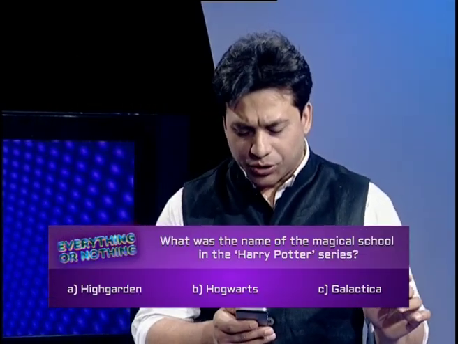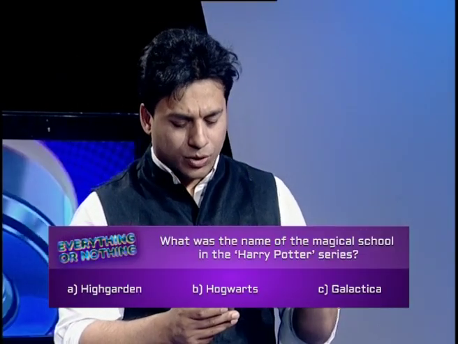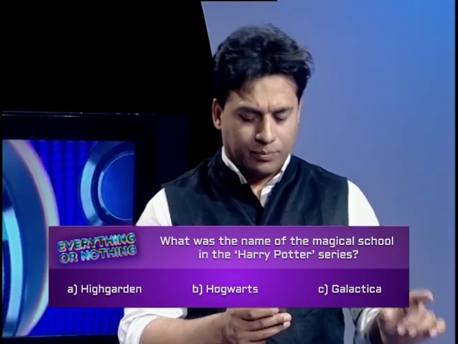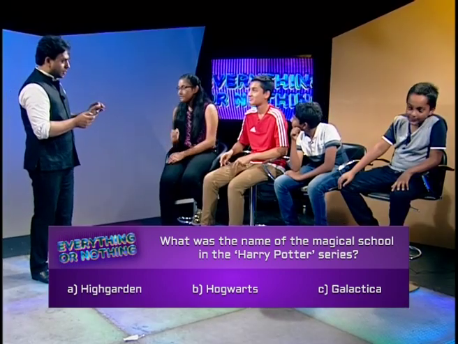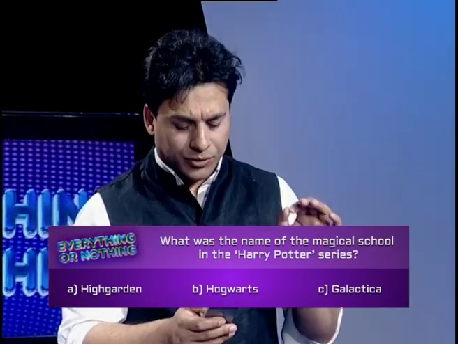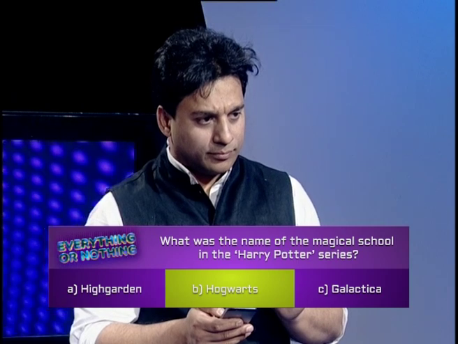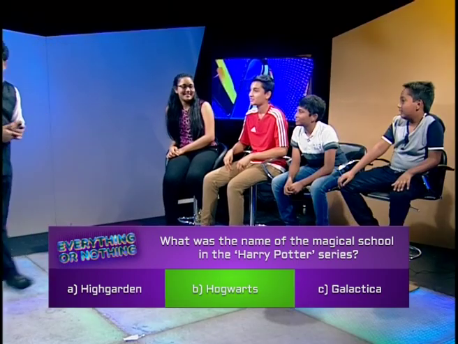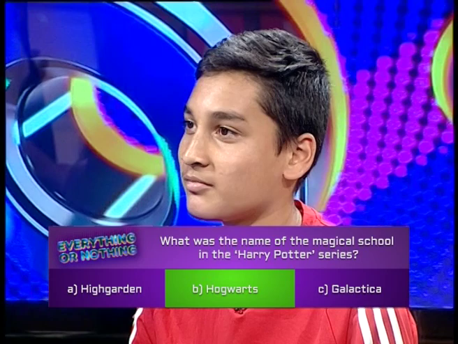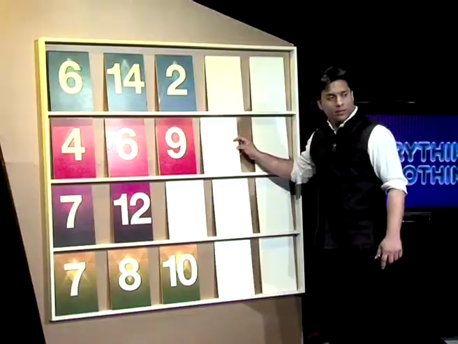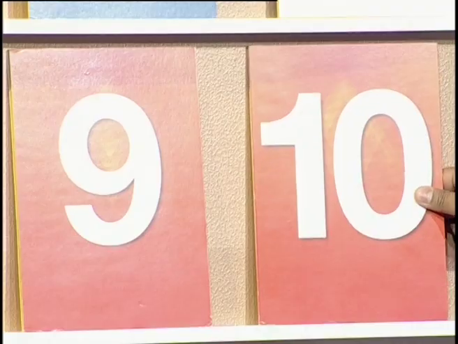Mahir. What was the name of the magical school in the Harry Potter series? Is it A, High Garden, B, Hogwarts, or C, Galactica? B. Hogwarts. Yep. Correct! Well done. Higher or lower? Lower. It's... Oh. Unlucky. I'm catching up now.